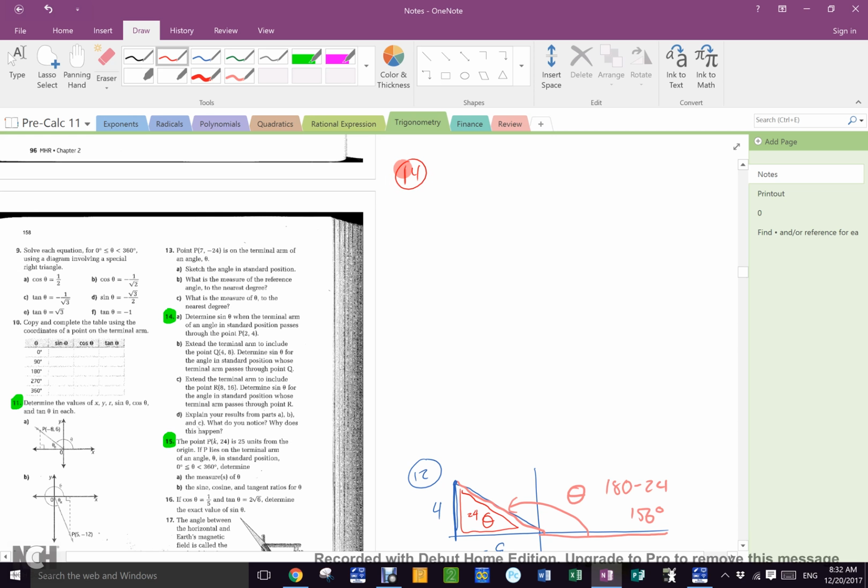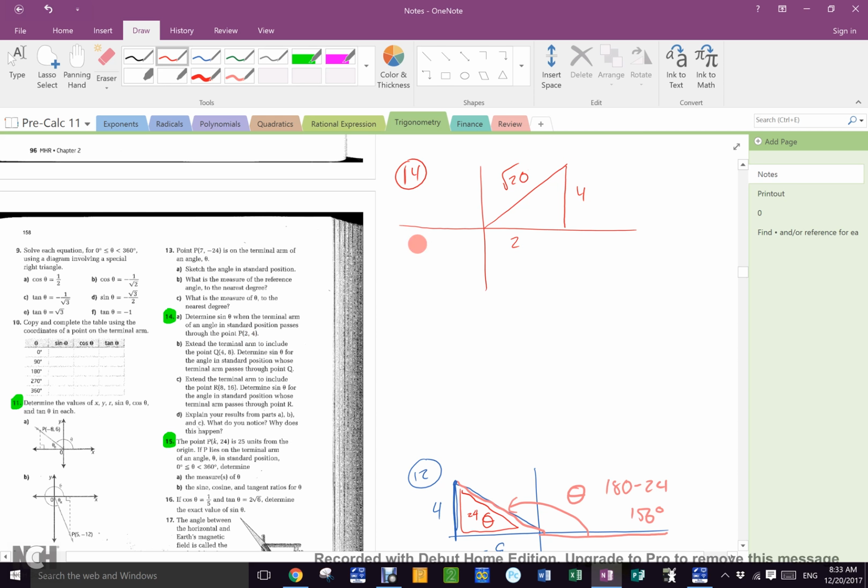14. Determine sine theta when the terminal arm in standard position goes through 2, 4. So, 2, 4, right? Everybody cool? Okay. What's my hypotenuse then? Square root of what? 20, because it's 16 plus 4, right? Everybody happy with that? Square root 20. So that's the triangle I'm using.